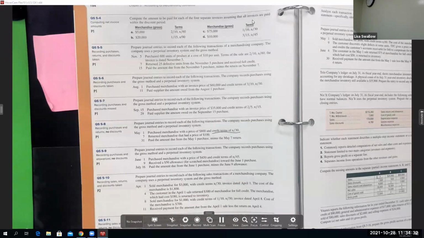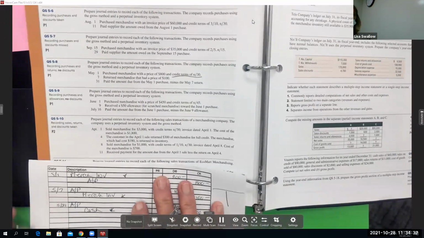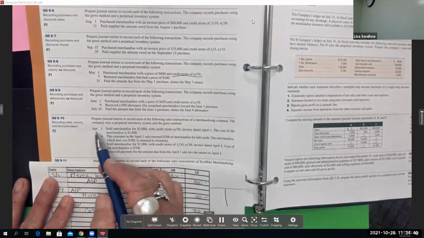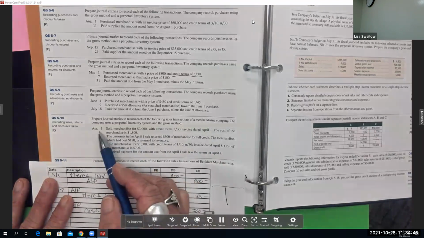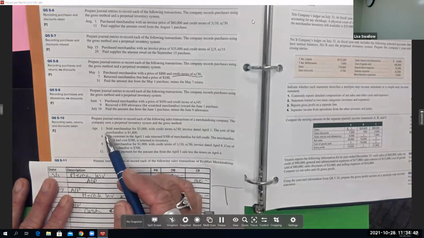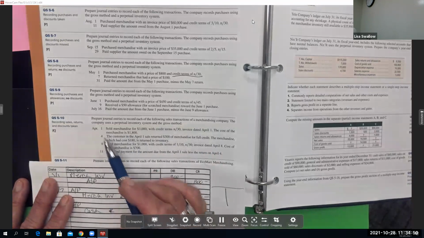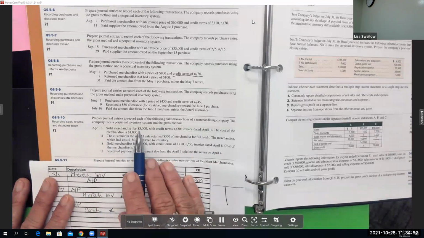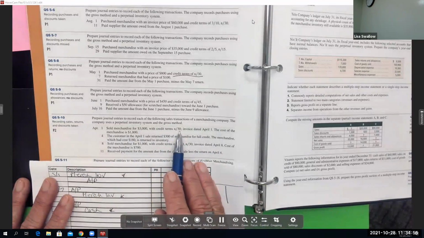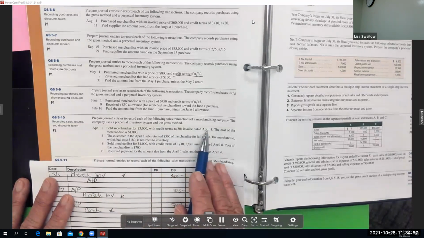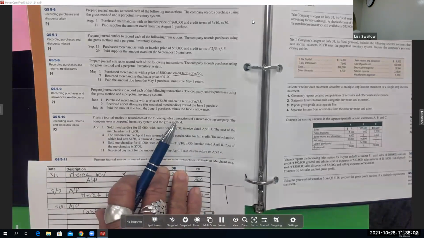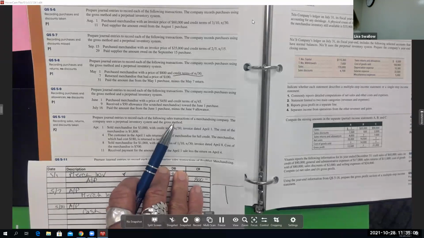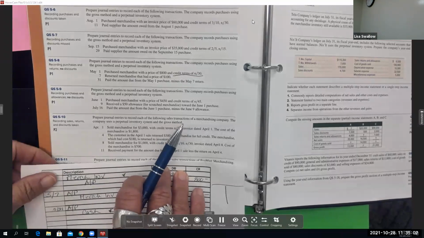Okay, number 10. Can you guys see that? Yeah. Okay, prepare journal entries to record each of the following sales transactions. The company uses a perpetual inventory system and the gross method. Okay, Trevor, April 1st, sold merchandise for $3,000 with credit terms M30. The invoice was dated April 1st. The cost of the merchandise, so they've done that calculation for us, is $1,800. What'd you do?